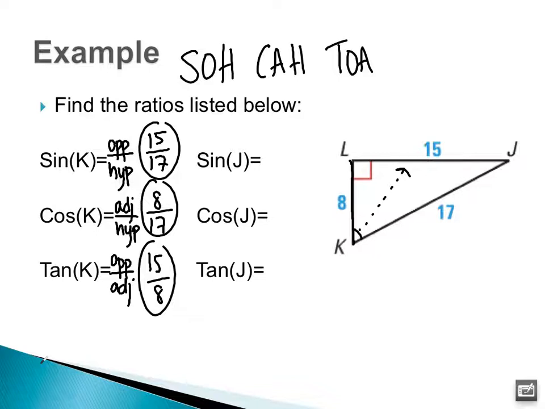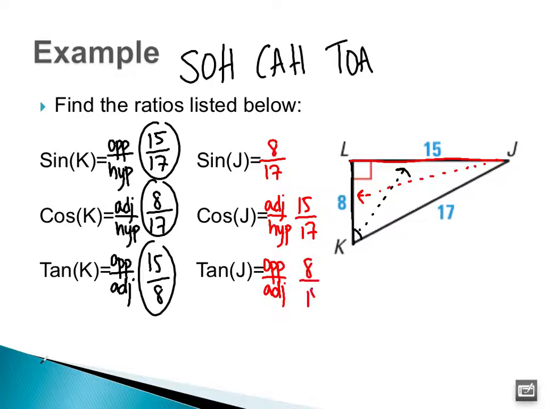Okay, now sine of J, still opposite over hypotenuse. Opposite of J this time is 8. So this is 8 over 17, the hypotenuse is still 17. Cosine of J is going to be adjacent over hypotenuse. Adjacent to J is this side, 15. So this is 15 over 17. And then tangent is opposite over adjacent. The opposite side is 8. The adjacent side is 15. So here are your three answers.